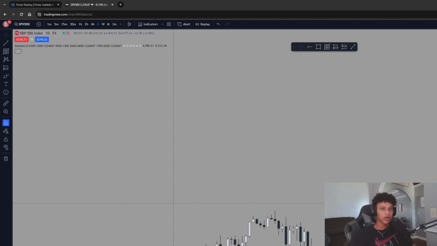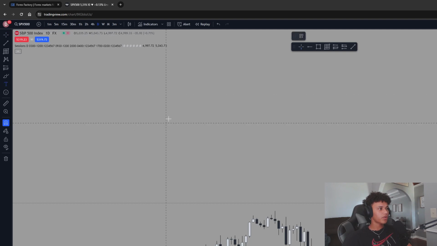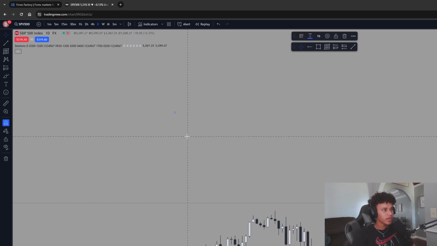I learned this from TJR. People call it smart money concepts. You call it whatever you want. So part one, the first part, is liquidity sweeps. Number two is break of structure. I'm gonna get into all of this. Number three, fair value gap. Number four, order block. Number five is equilibrium.